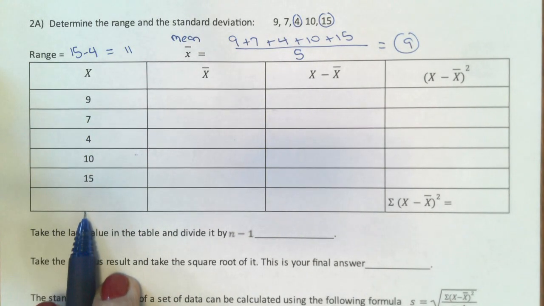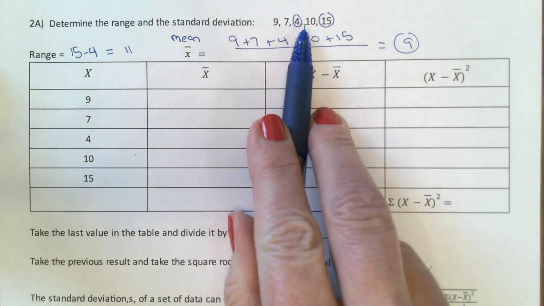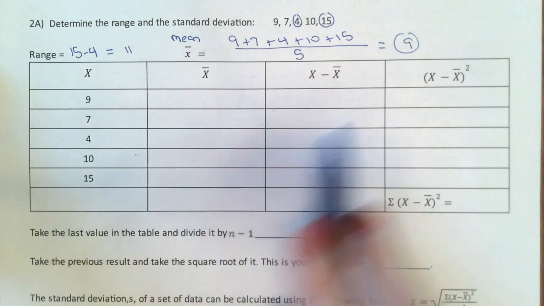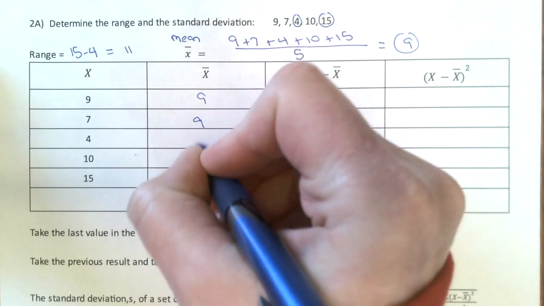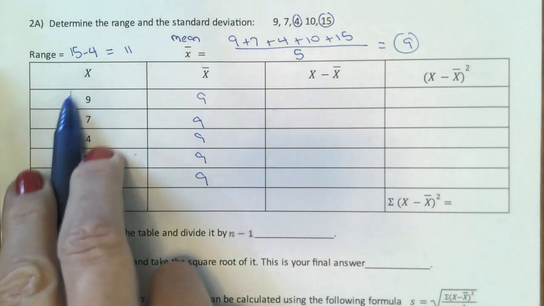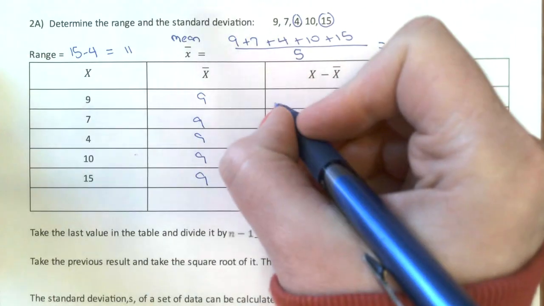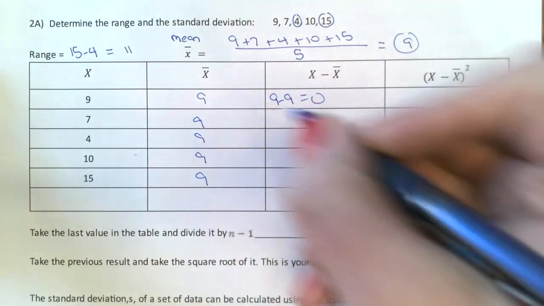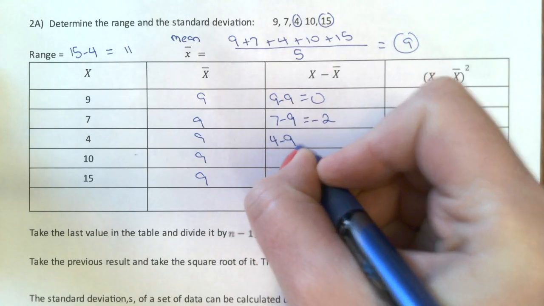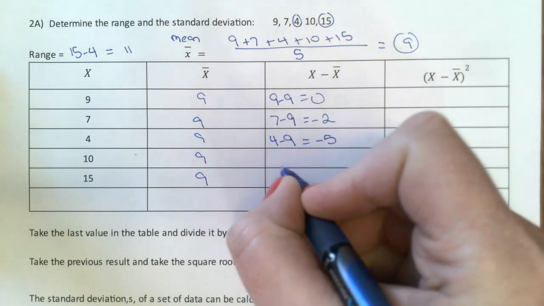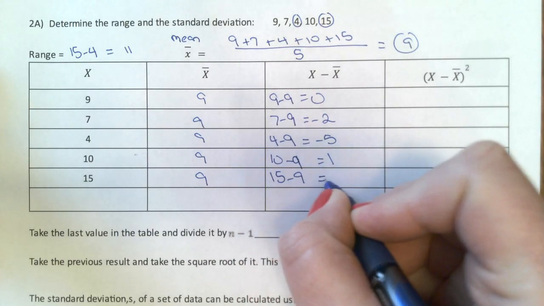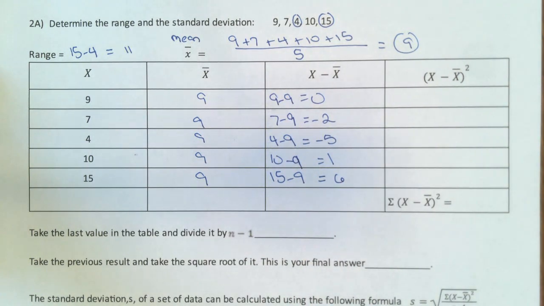So in the first column, I listed all of my data points here: 9, 7, 4, 10, 15. In the second column, I'm going to put the mean, which I just calculated. In the third column, you're going to take the number minus the mean. So 9 minus 9 is 0. 7 minus 9 is negative 2. 4 minus 9 is negative 5. 10 minus 9 is 1. And 15 minus 9 equals 6.